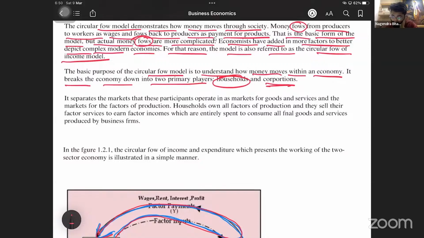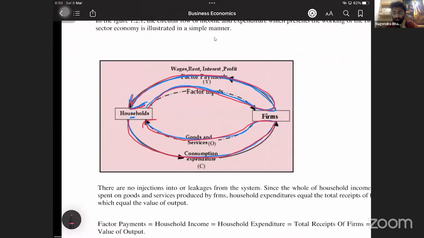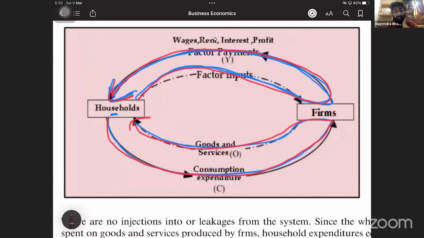It separates the market that these participants operate in as markets for goods and services and markets for the factors of production. Which is the market for goods and services? Households. They want goods and services. Which is the market for factors of production? Firms. Why? Because they want factors of production.